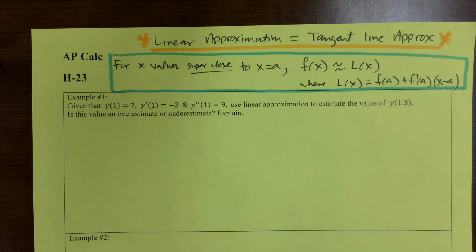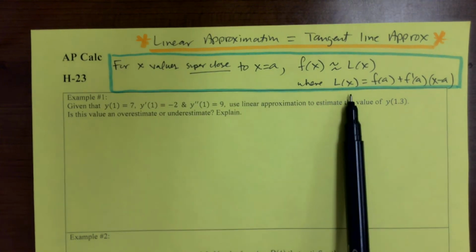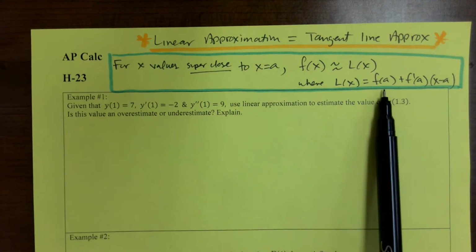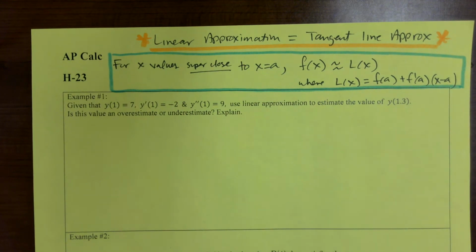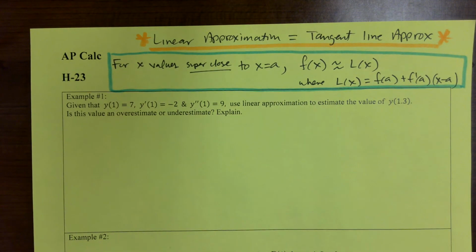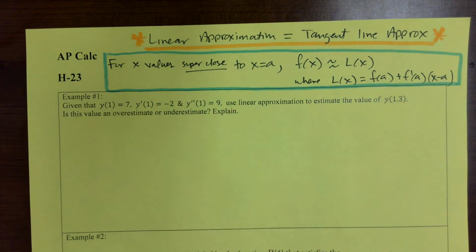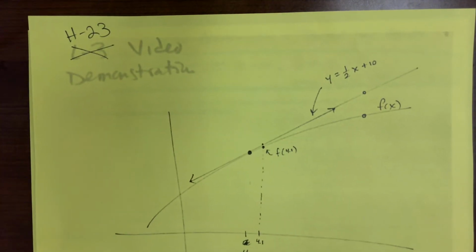So f of x is approximately L of x, where L of x is equal to f of a plus f prime of a times x minus a. And guys, if you notice from the past, this is the formula for the equation of a tangent line to f at x equals a. Let me show you basically in a picture what this is saying.